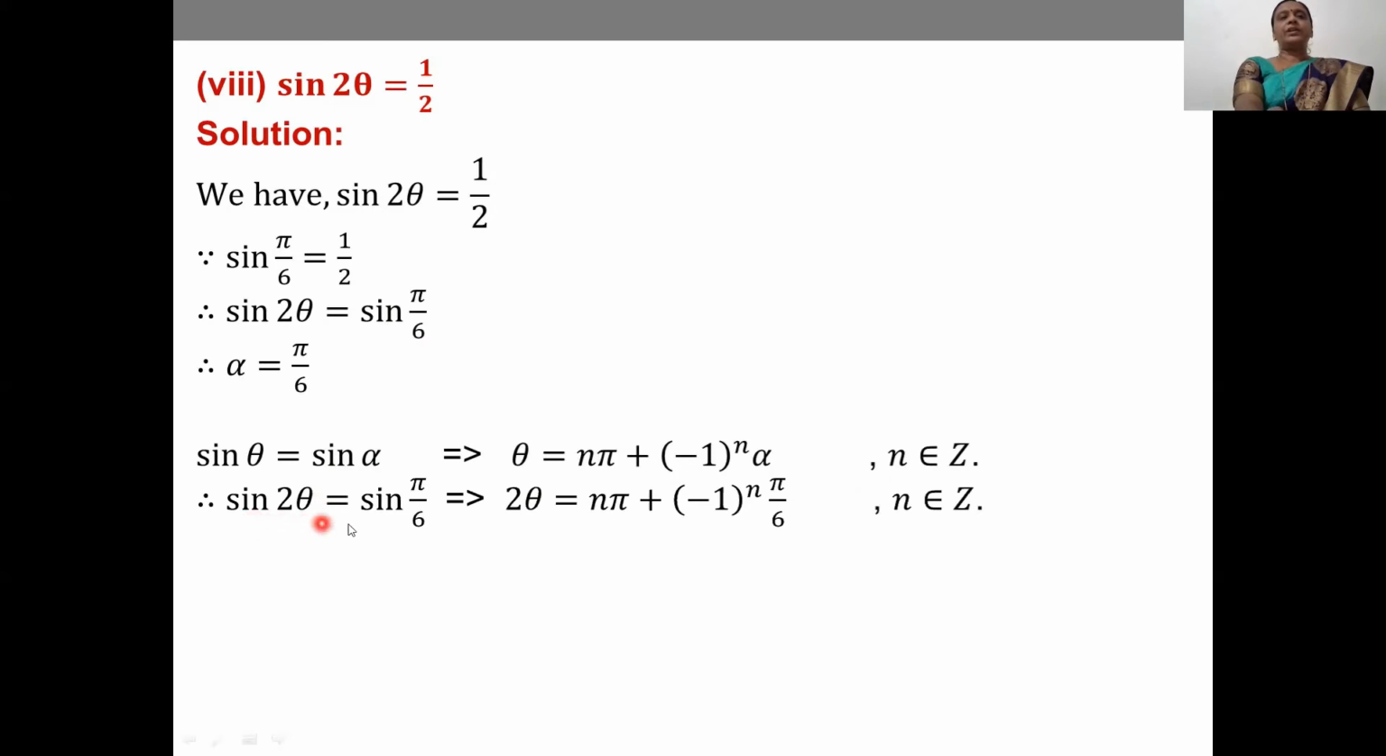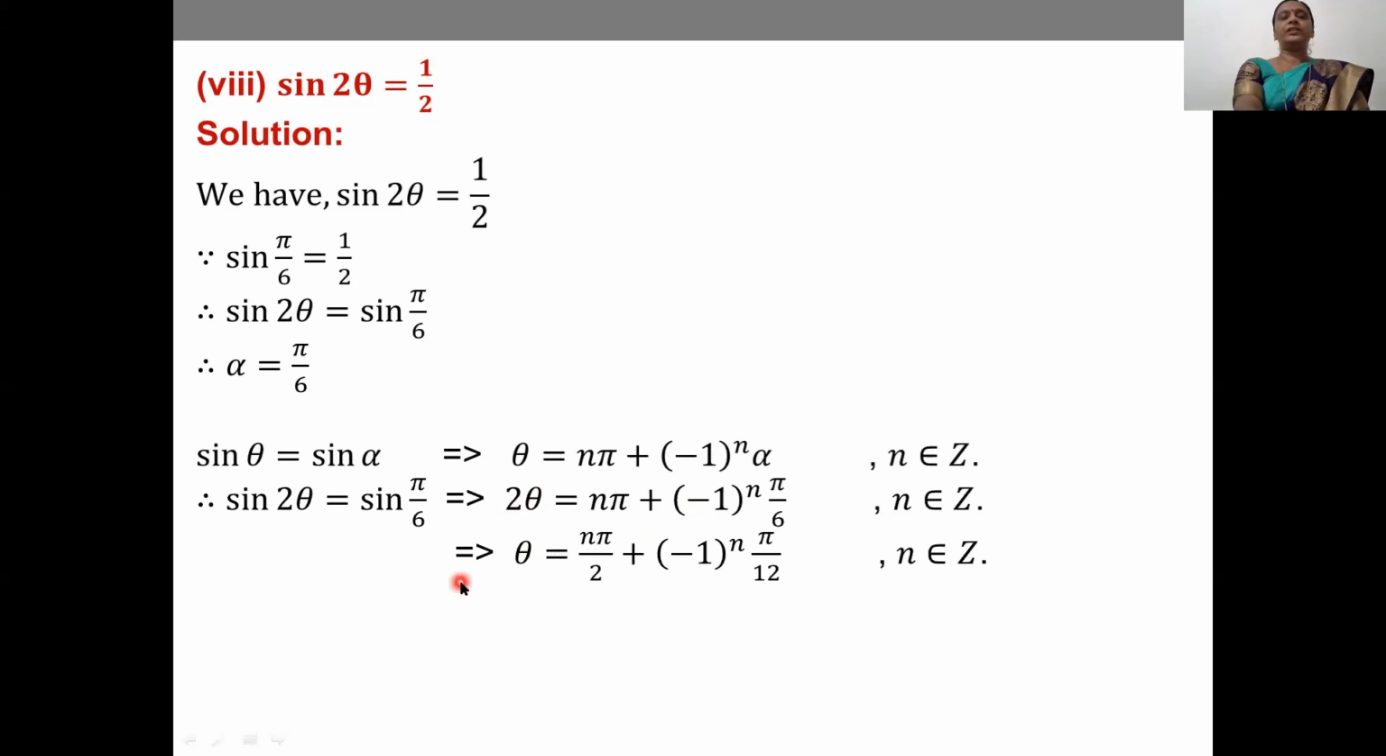Therefore, sin 2θ = sin π/6 implies that the general solution will be 2θ = nπ + (-1)^n × π/6, where n belongs to Z. Now, here the coefficient of θ is 2. We know that in the general solution, the coefficient of θ should be 1. Therefore, divide this equation throughout by 2.